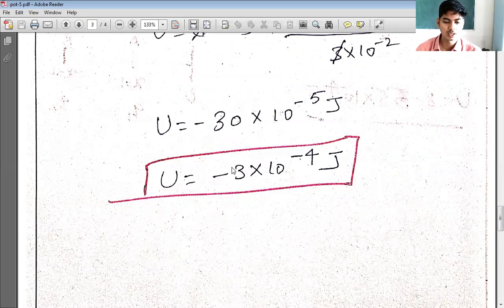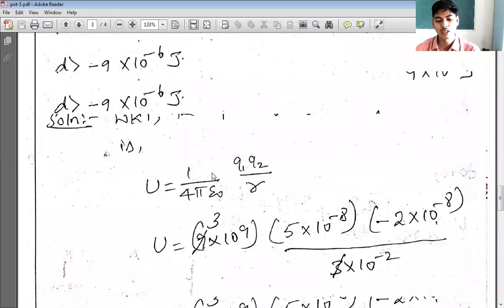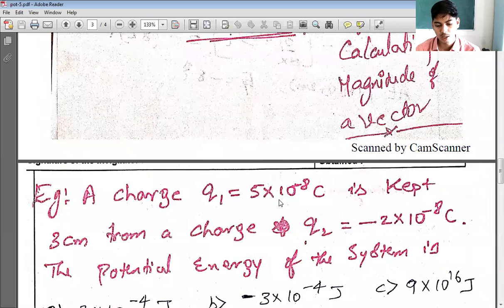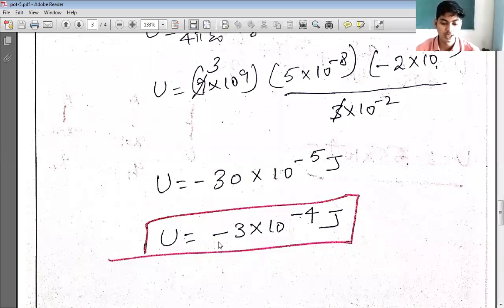The negative sign will indicate that the potential energy is negative, which means that you have to do work in separating these two charges. If we want to separate these two charges, we will have to do external work, because they are unlike charges, so there will be a force of attraction between them. In order to move them apart, we have to do work. Or it also indicates that the charges form a bound system. Negative potential energy indicates that the charges form a bound system.